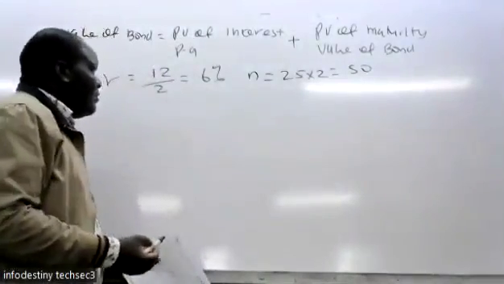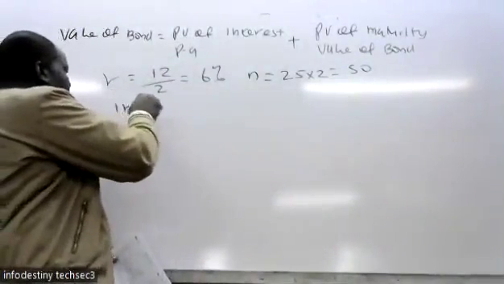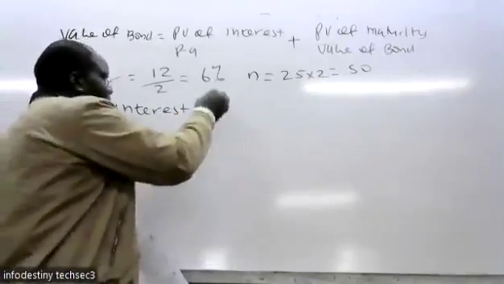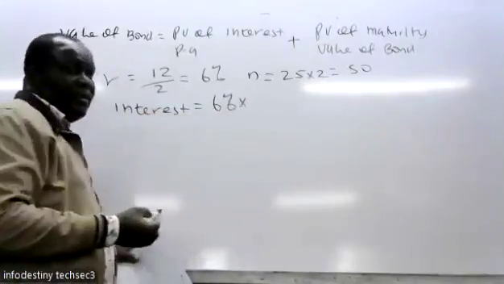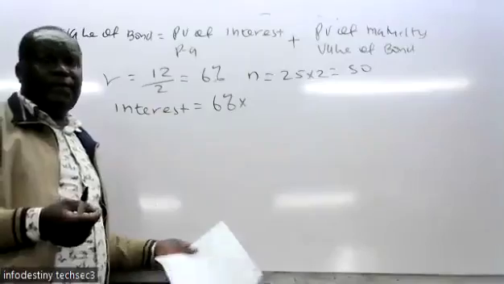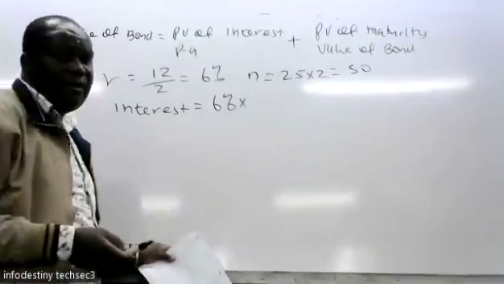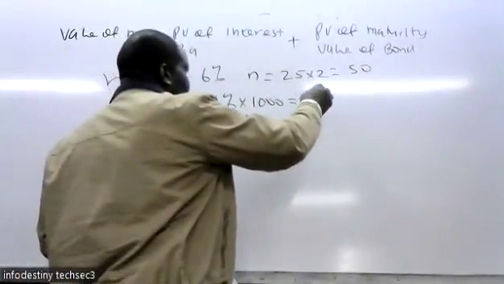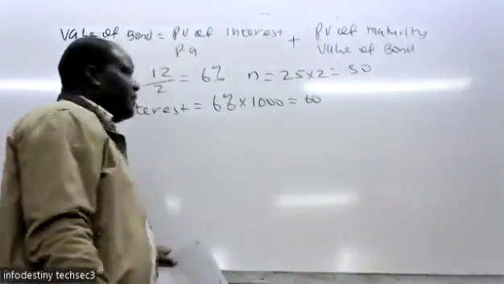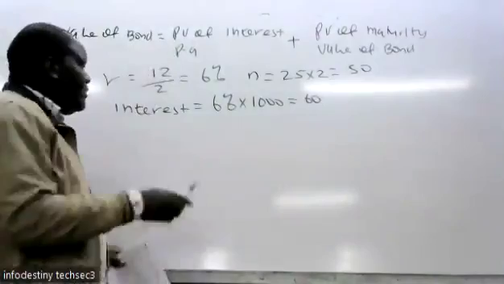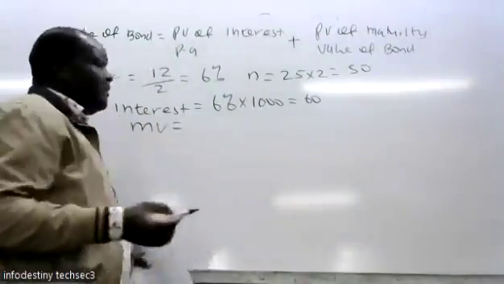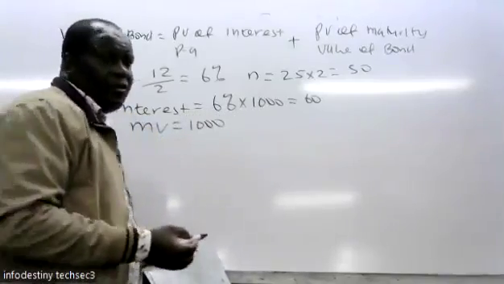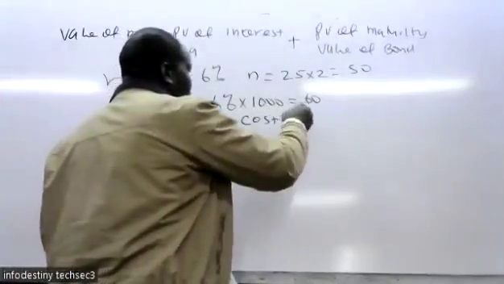Then also now our interest is going to be 6% of the par value. So the par value was given as 1,000. So what is 6% of 1,000? Then I say that maturity value, unless otherwise stated, will be the same as what? Our par value.